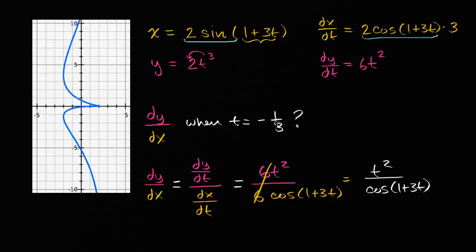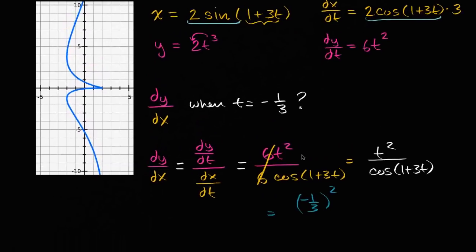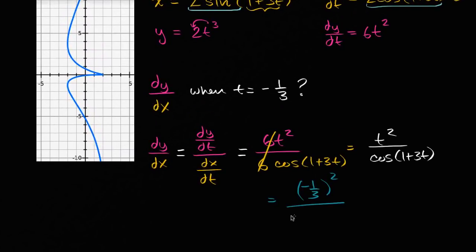And if we care when t is equal to negative 1/3, this is going to be equal to negative 1/3 squared over the cosine of 1 plus 3 times negative 1/3, which is negative 1. So it's 1 plus negative 1, so it's the cosine of 0. And the cosine of 0 is just going to be 1. So this is going to be equal to positive 1/9.